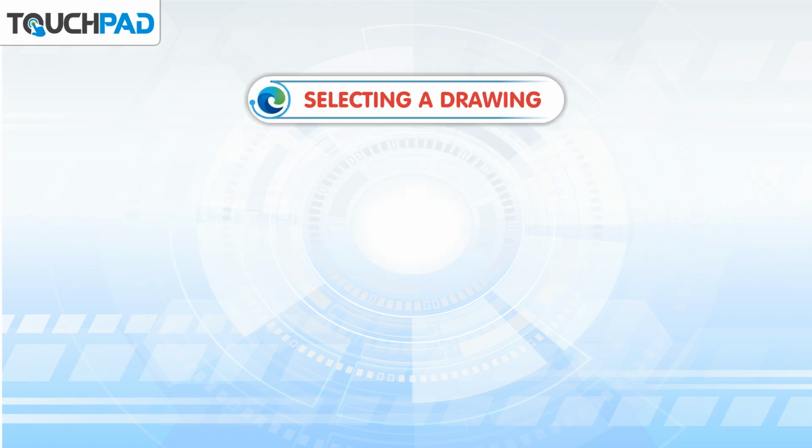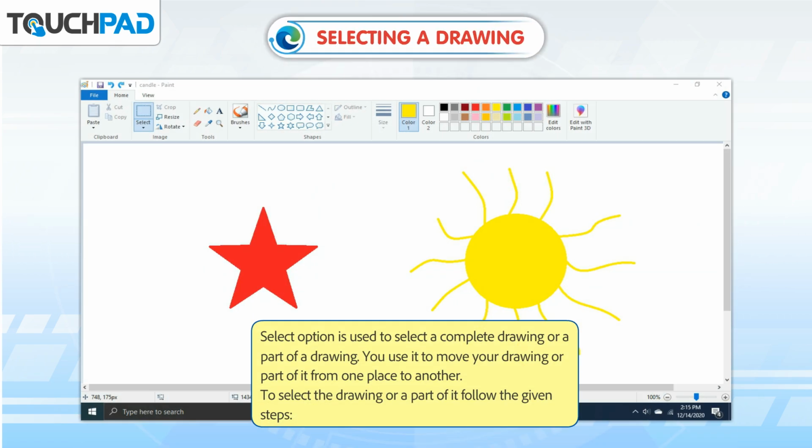Selecting a drawing. The Select option is used to select a complete drawing or part of a drawing. You use it to move your drawing or part of it from one place to another. To select the drawing or a part of it, follow the given steps.